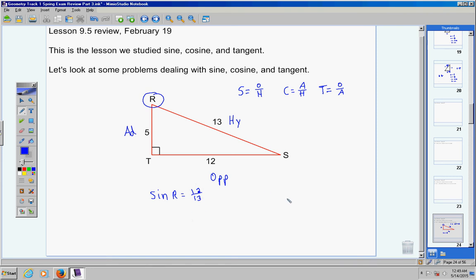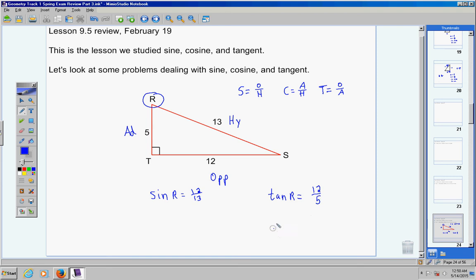Let's find the tangent of angle r. Well, tangent, we're still dealing with angle r. Angle r is circled, so everything's fine up here. Tangent is opposite over adjacent, so my opposite side is 12, and my adjacent side is 5. So the tangent of r is 12/5.